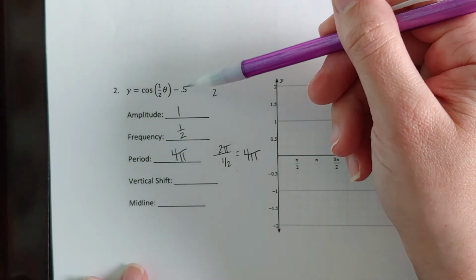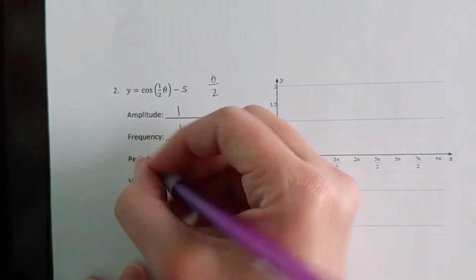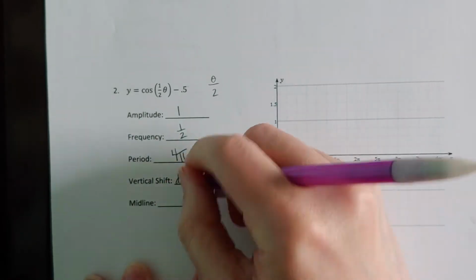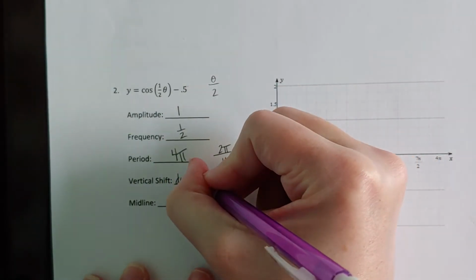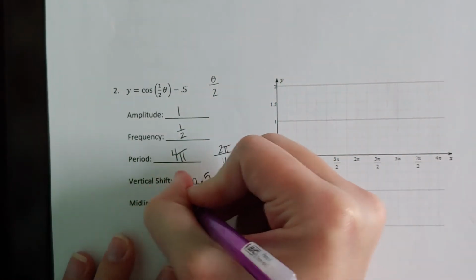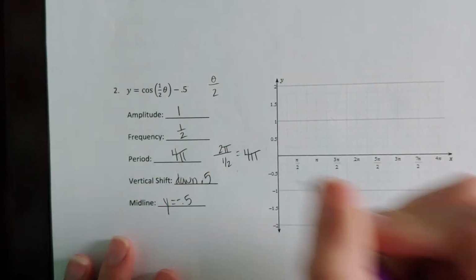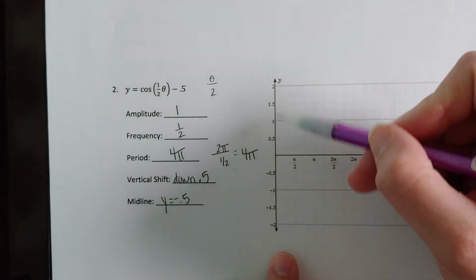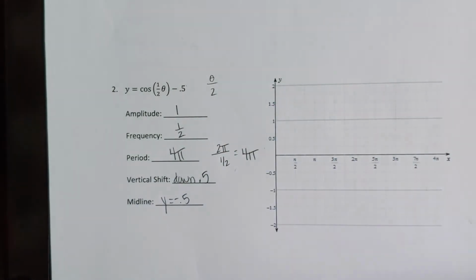The vertical shift is whatever is happening here. It's negative, so this is going to be down 0.5 or 1/2. The midline then, remember, is an equation, so it's going to be at y equals negative 0.5. The midline is always an equation, a y equals equation. It's a horizontal line. So this scale is by 0.5, so that makes it a little bit easier.